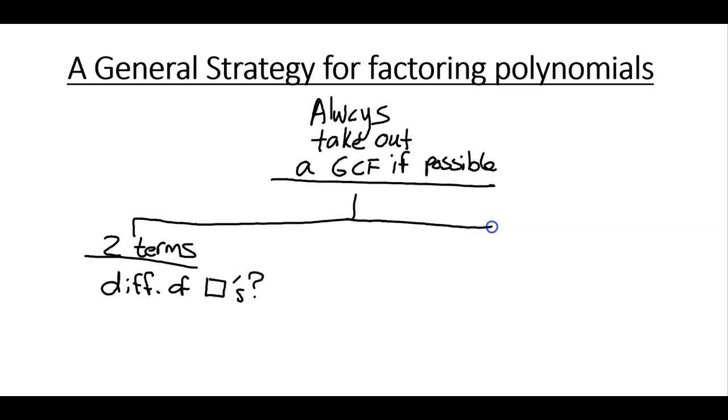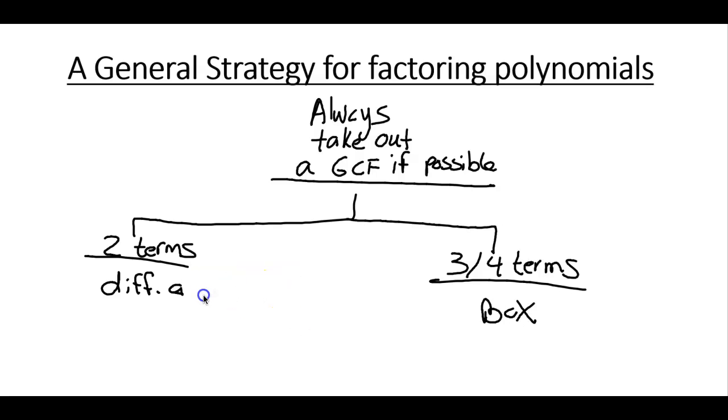All right. If there are 3 or 4 terms, we're going to use the box method. Sorry, that's the difference of squares. Why don't I write it so as to prevent that from being confusing? I'm going to change that to squares because I don't want you to think that means box. It means square.